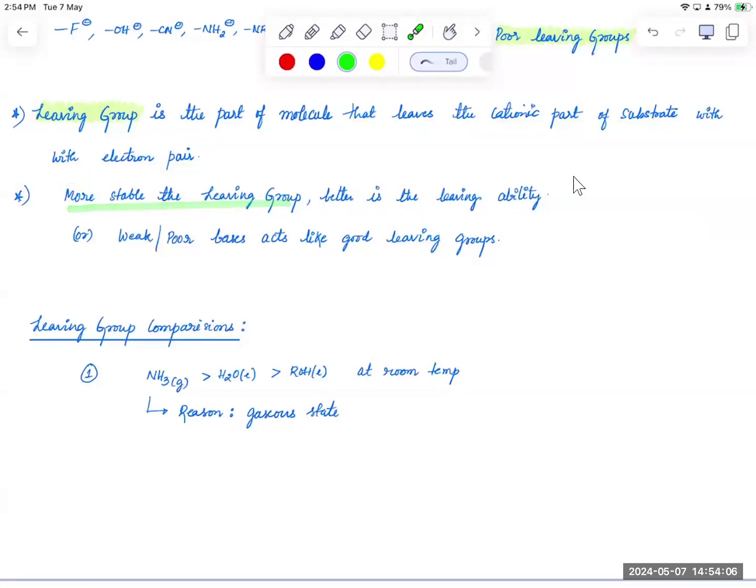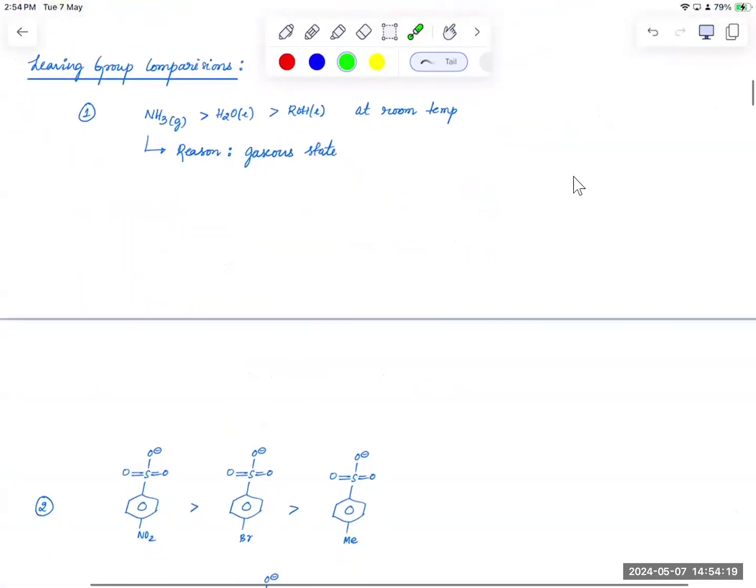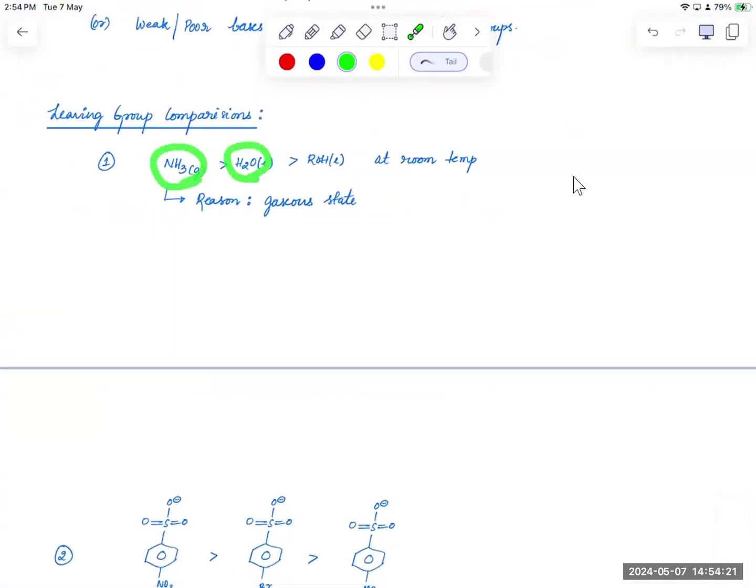The more stable the leaving group, the better the leaving ability. We can say that weak bases always act like good leaving groups. If they are weak bases, that means they are good leaving groups. Now check this out: ammonia, H2O and ROH at room temperature. What is the reason?